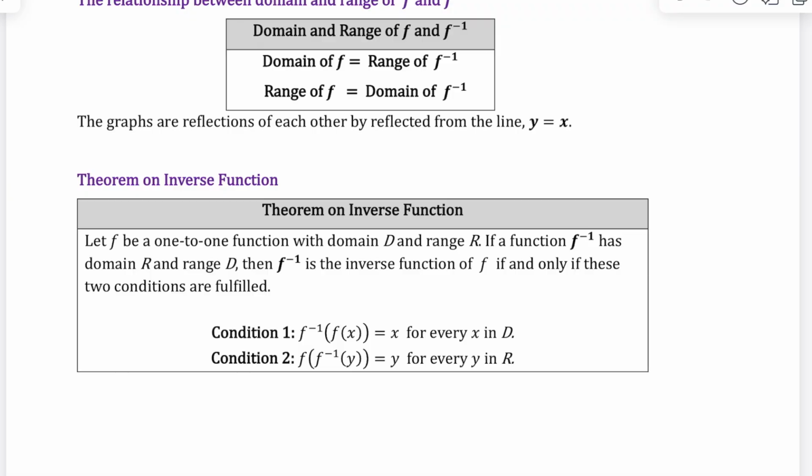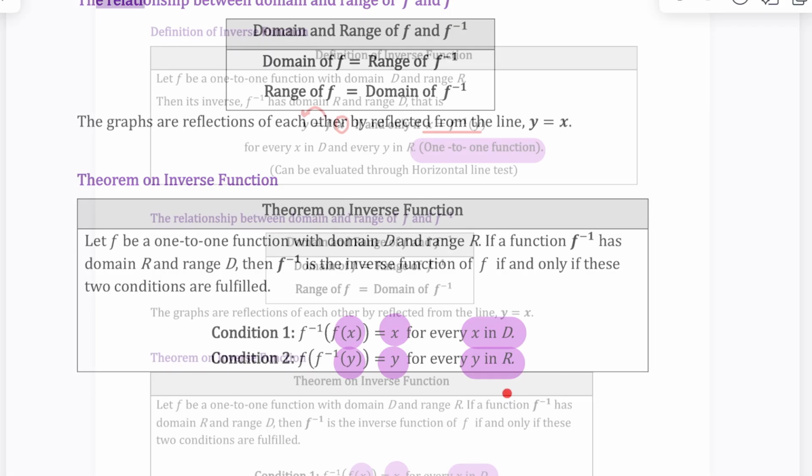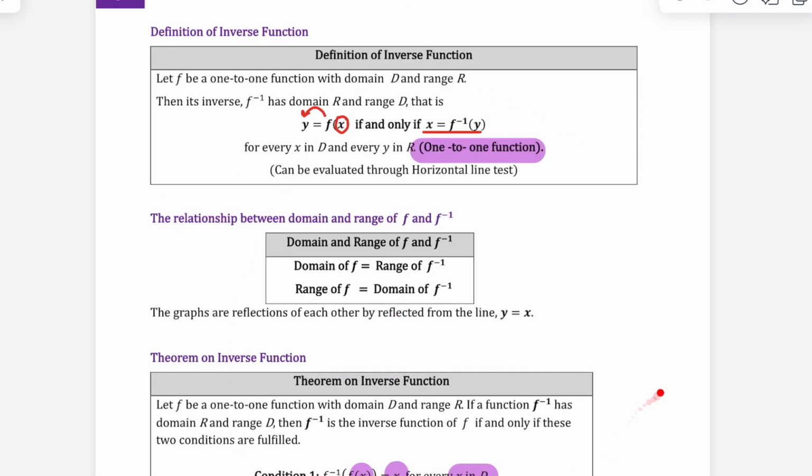Using the theorem on inverse function, we can find that f inverse composed with f of x gives x, with the condition that x must be inside the domain. And vice versa, the other way around, f composed with f inverse of y gives y, with the condition that y is within the range. Therefore, we'll use all of this theorem on inverse to apply it in inverse trigonometric functions.